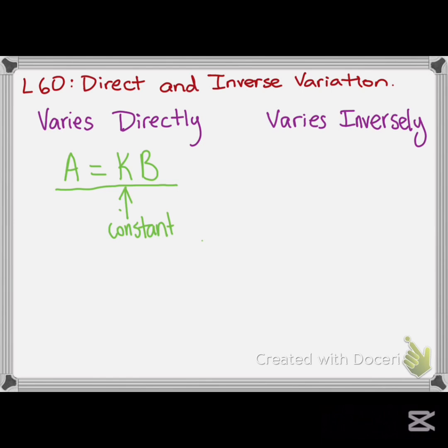Notice that in direct variation, all of the letters are in the numerator. But if it says that something varies inversely to something else, then we're going to use the same variables and the constant k, but the b is going to be in the denominator. Now, what does it mean that something varies directly or inversely?